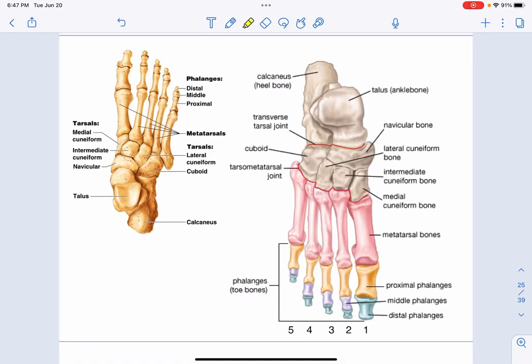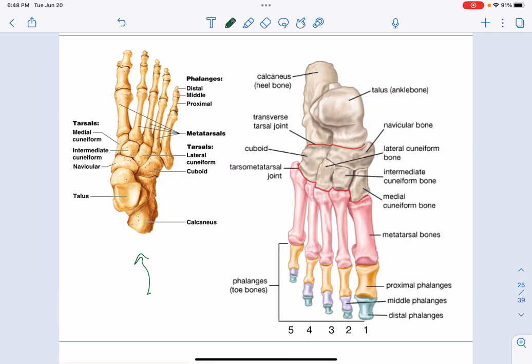All right, so now we are going to finish the lower body and talk about the bones that make up the ankle and the foot, and then begin talking about the muscles of the lower limbs. So let's start on this side, which shows you the bones of the foot, and kind of work through this, and then I will take you to the other picture, which is color coded.